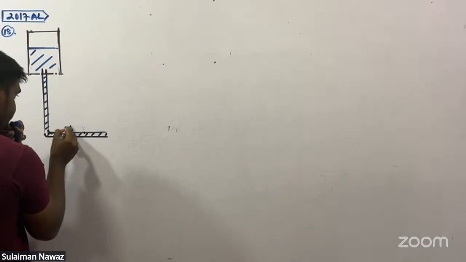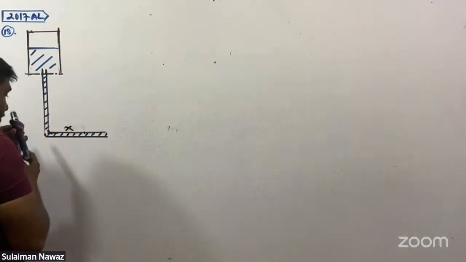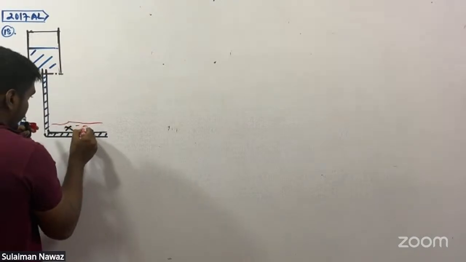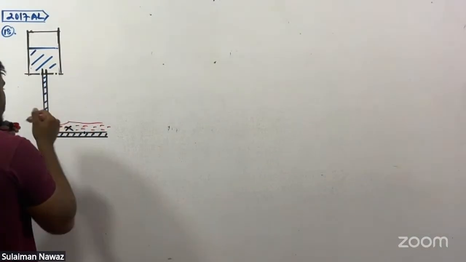And this horizontal tube is passing through muddy water. So you can see muddy water here. Just think like that. It's muddy water.